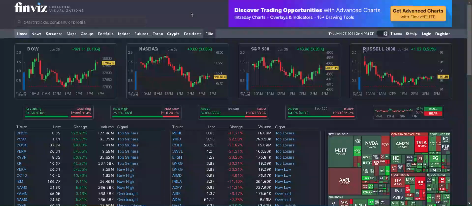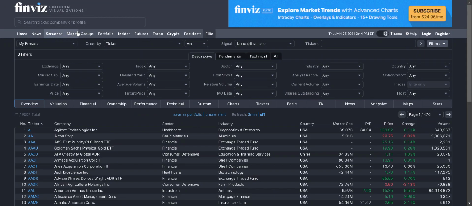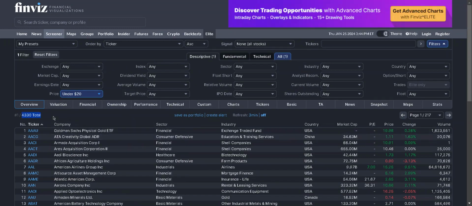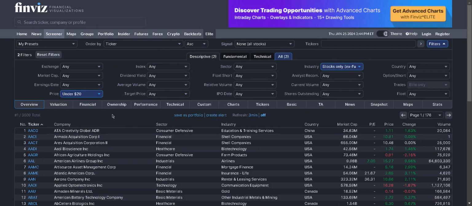First step on the list, go ahead and search finviz.com/screener, then click the screener, and this is where all the sauce is. First thing that we're going to touch is the price. Actually, it's going to be under 20 bucks. So you click on the price, set it to under 20 bucks. Then we have 4,000 left. Obviously, I want only stocks, so industry is always stocks only. Then we have 3,500 left.